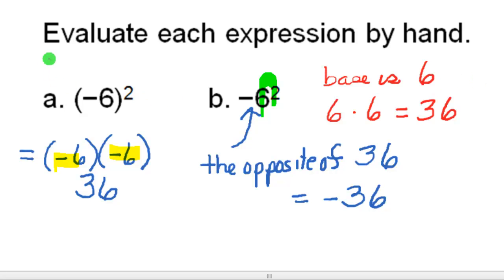So again, let's review that because this one may show up in your exam. In the first example, with the parentheses, the base is negative 6. In the second, without the parentheses, the base is positive 6. And so the answers are different by that negative sign. Make sure you keep track of that and add that to your notes. Remember in part B, that negative sign means the opposite of 6 squared, the opposite of 36.